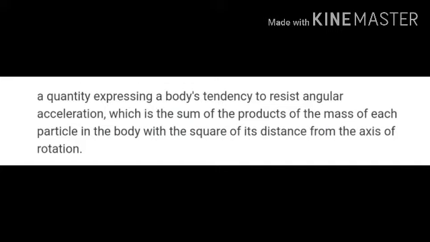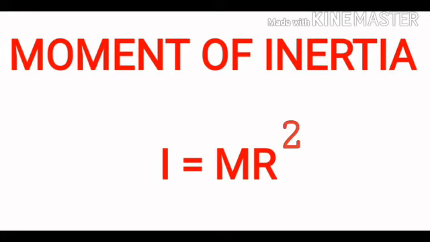Moment of inertia. Moment of inertia can be defined as follows: the moment of inertia at a particular point is the product of the mass of the element and the square of the perpendicular distance toward the axis, which is known as the moment of inertia of a particular object.